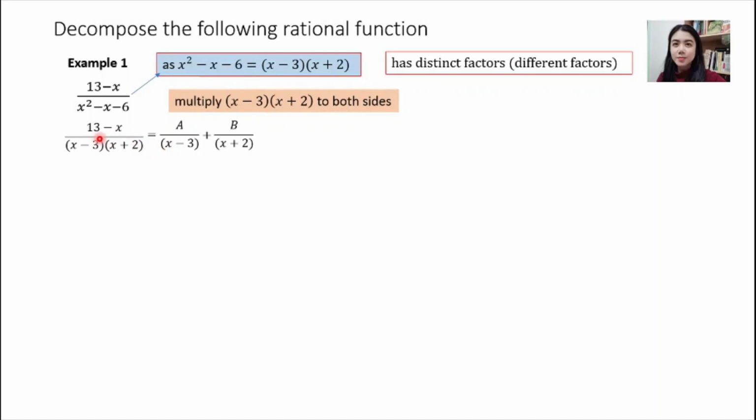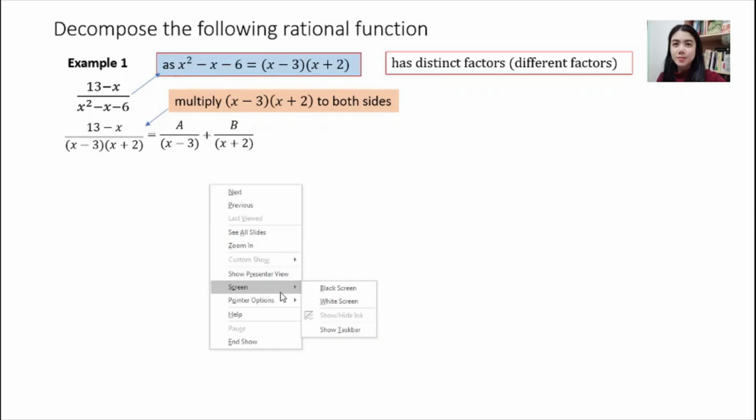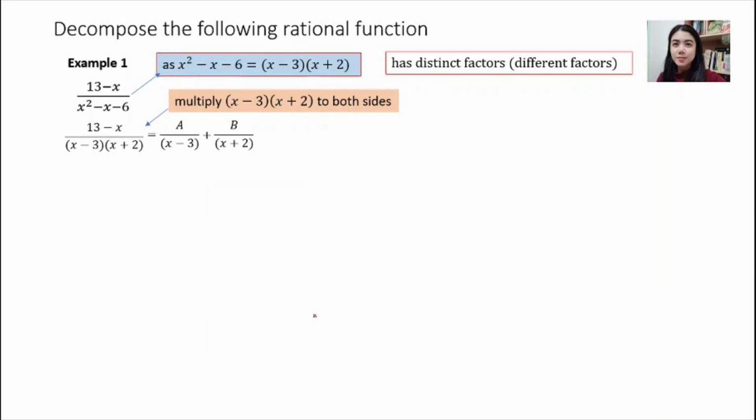Okay, so you have the denominator, that is x minus 3 and x plus 2. So take the denominator and multiply to both sides. So what happens when you multiply? Let's say you multiply the x minus 3 and x plus 2 to this side. Basically this one and this one you can cancel, this one and this one you can cancel. So whatever remains is actually 13 minus x only.